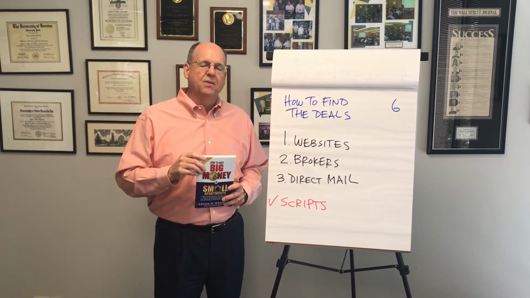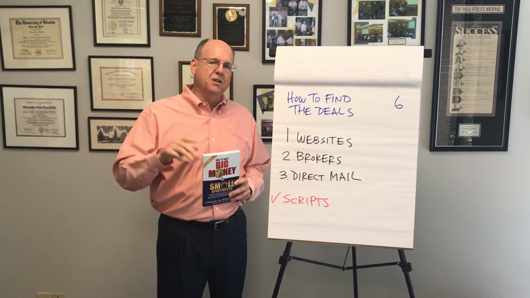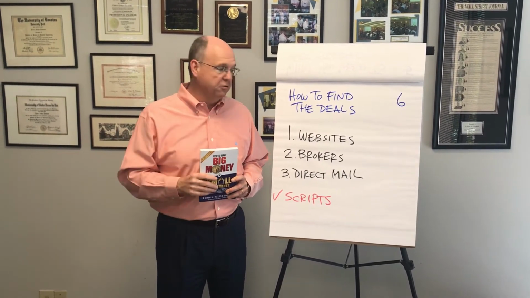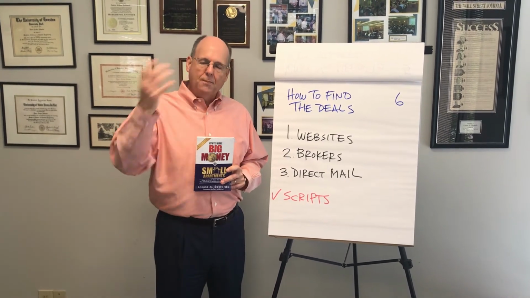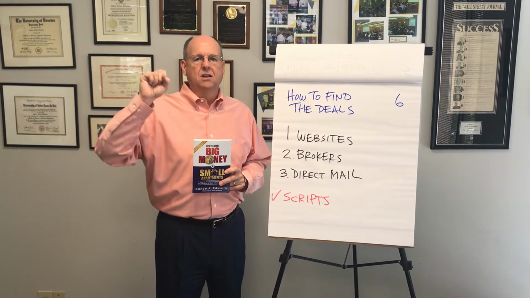So in this chapter, I explain three primary methods you're going to be using to create your deal flow: websites, brokers, and direct mail. Websites, I'll give you a couple examples. Talk about in the book.